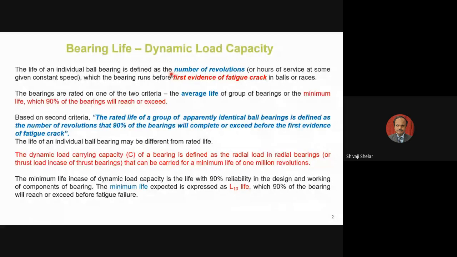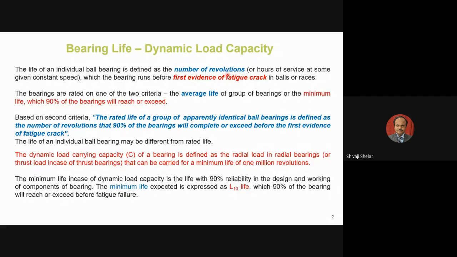So I am defining here the bearing life. The life of an individual bearing is defined as the number of revolutions. Basically, I am now talking about ball bearings. Ball bearings are used for supporting rotating components. So how many revolutions this rotating component can make when it is supported by that ball bearing is considered a measure of the life of that bearing. That is, the life of an individual ball bearing is defined as the number of revolutions.